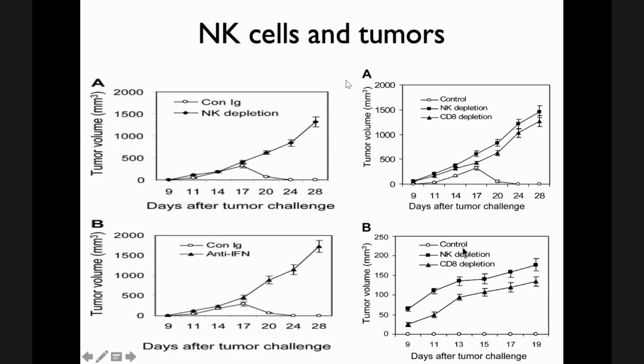But as soon as you deplete either NK cells or CD8 T cells, you start getting more and more tumor growth. Okay, so this slide highlights the role of these NK cells along with CD8 T cells in providing defense against tumors. Okay.